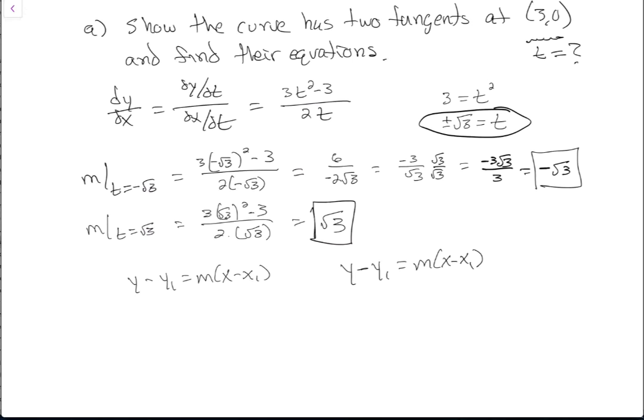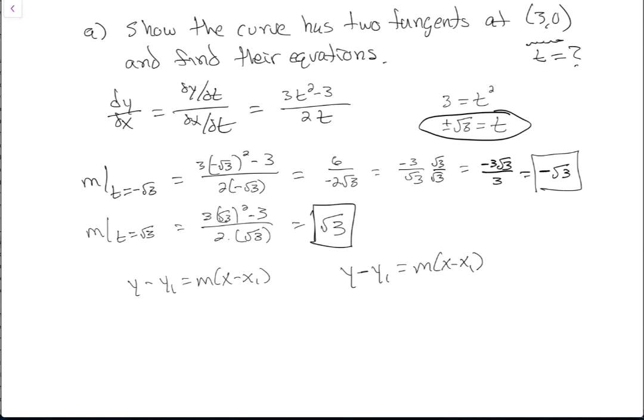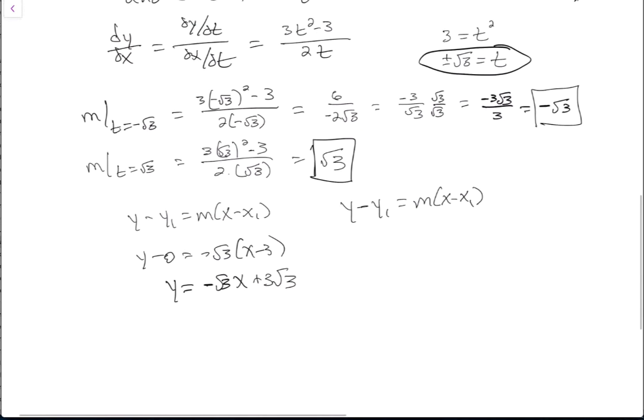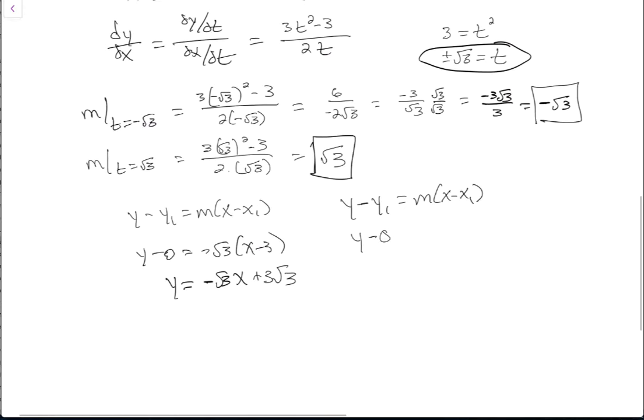So my ordered pair was (3, 0). My xy ordered pair that we had up here was (3, 0). So I got y minus 0 equals, let's do the negative slope, x minus 3. So obviously y equals negative root 3 x plus 3 root 3, and then we're going to get the same thing over here. y minus 0 equals positive root 3 (x minus 3), so we're going to get y equals root 3 x minus 3 root 3.